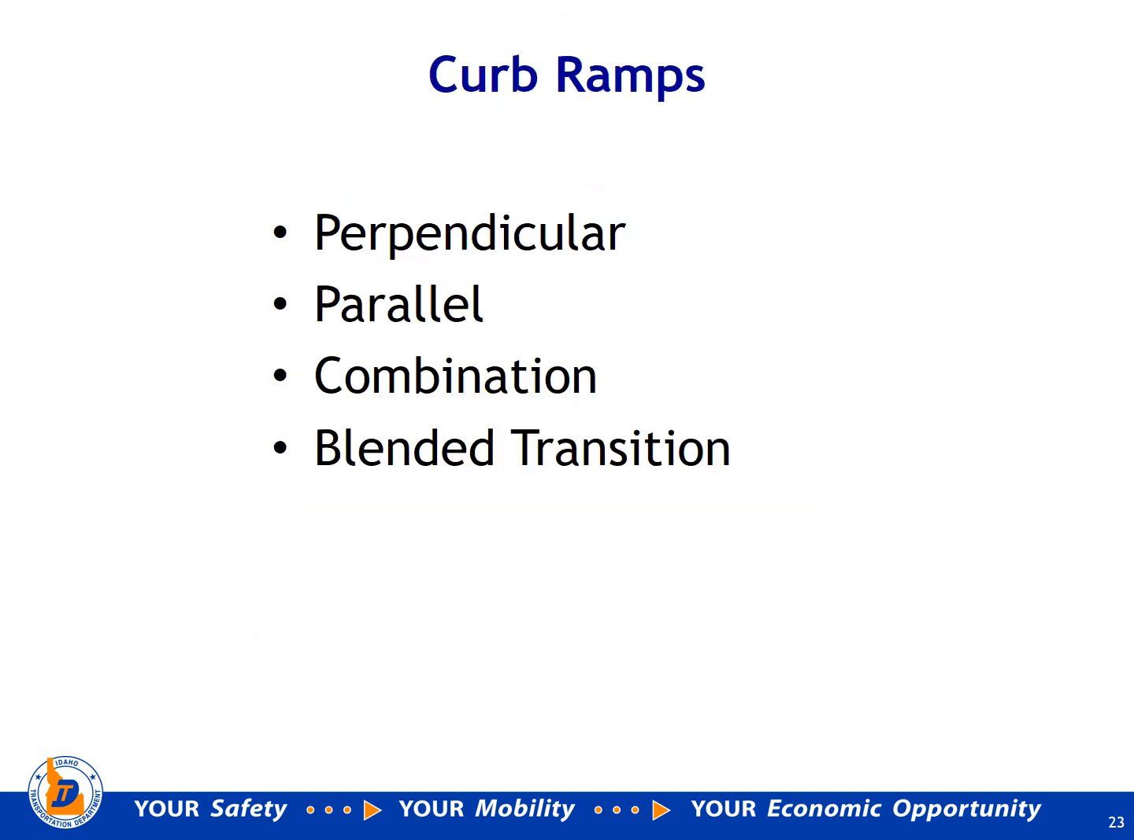There are 4 types of curb ramps. The first one here is a perpendicular ramp. We have a parallel ramp, combination ramp, and a blended transition.